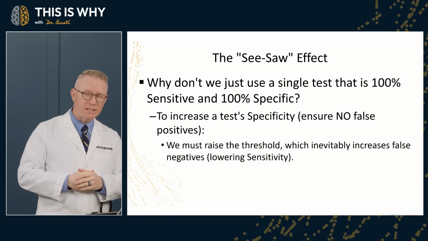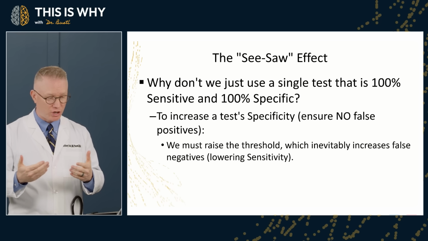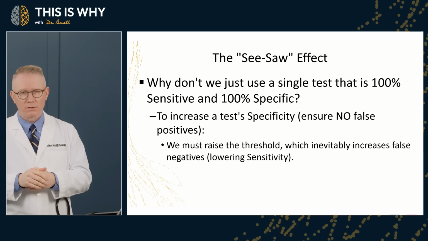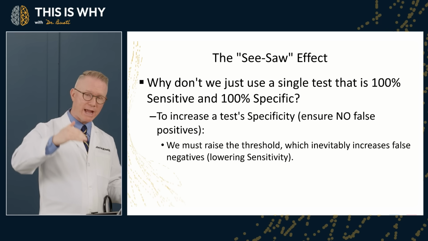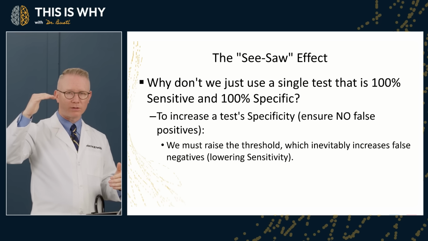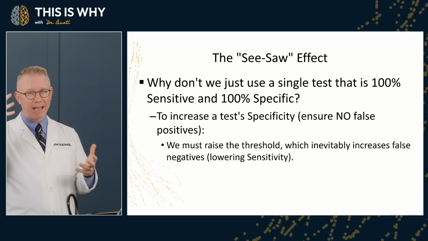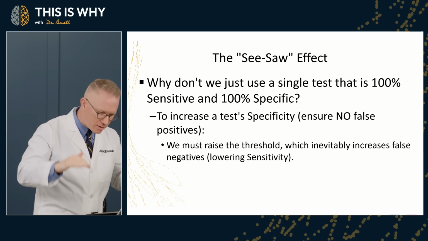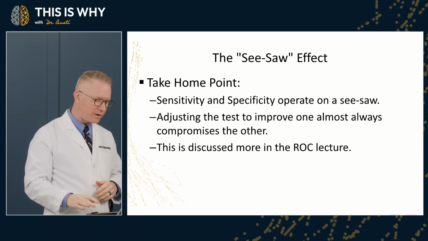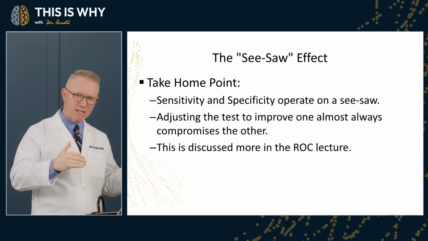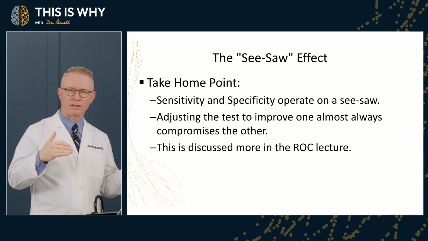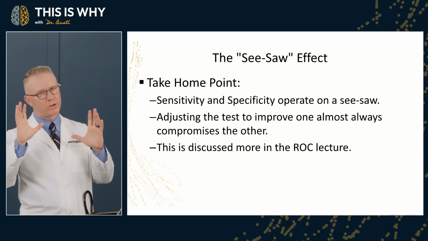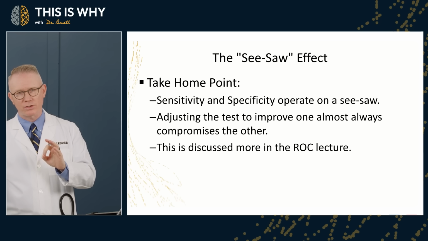If we want to increase the test's specificity, to ensure that there are no, remember, false positives, well, if we do that, we raise the threshold, and we'll inevitably increase the false negatives, and that will lower our sensitivity. So sensitivity and specificity operate in this seesaw effect, okay? Adjusting the test to improve one almost always compromises the other.